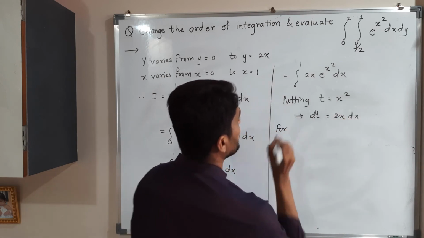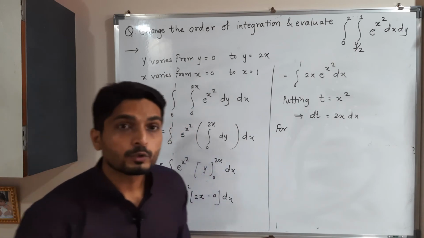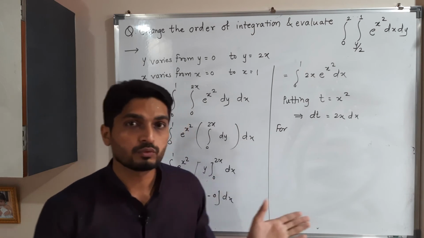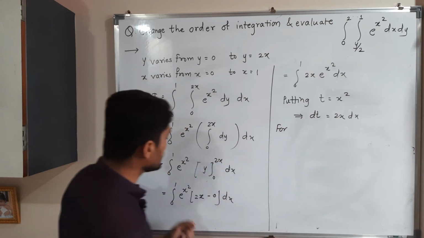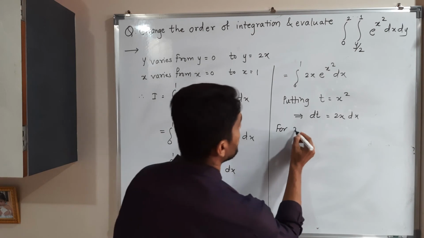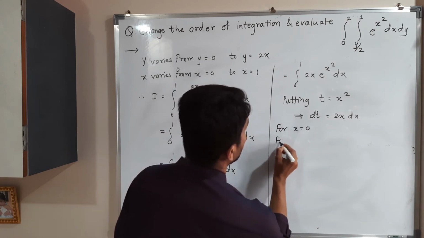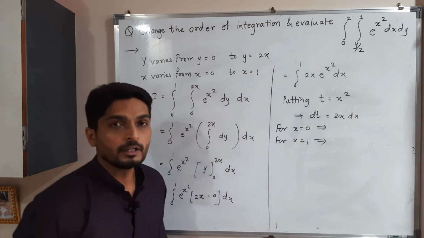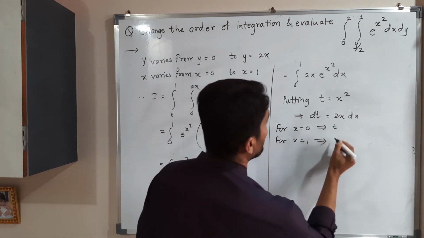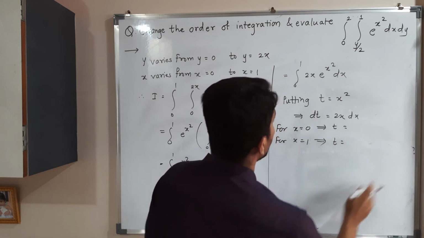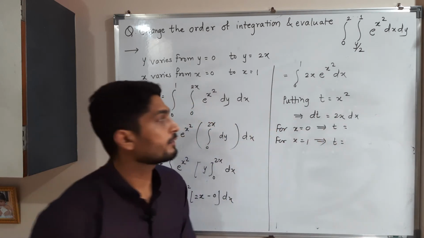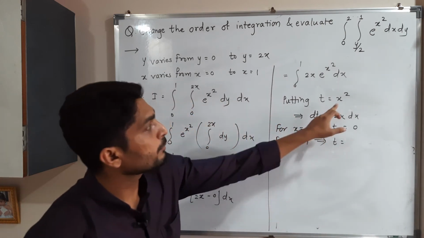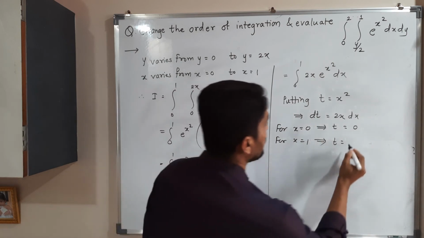When we put anything, what do we have to do? We have to find its derivative, and the second thing, we have to change the limits also. So let us focus on the limits. The original limits were 0 to 1, x is equal to 0 and x is equal to 1, and for these old limits we have to find our new limits of t, since the variable has changed. For x is equal to 0, t is equal to 0. And if I put x is equal to 1, t is also equal to 1.